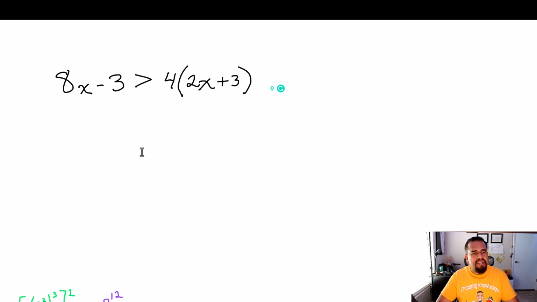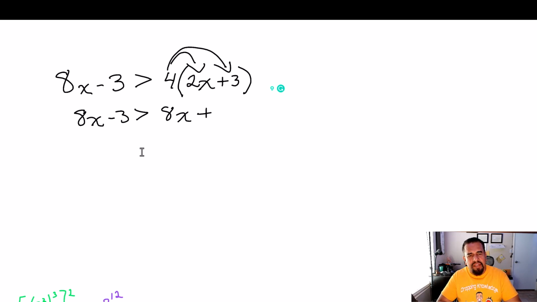So I'm going to distribute first. So this is going to stay the same. 8x minus 3 is greater than, and then I'm just going to multiply 4 times 2x and 4 times 3. 4 times 2x is 8x plus 4 times 3 is 12. Now we're going to combine like terms.